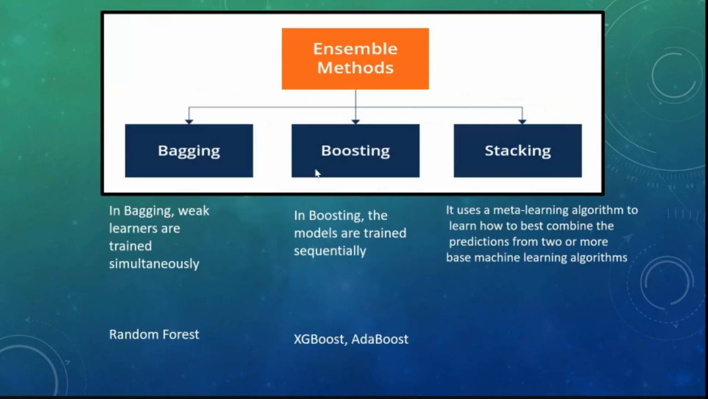Ensemble methods are also of different types. One is bagging, another is boosting, and the third one is stacking. Stacking is right now out of scope, we have not learned it, so we'll just talk about bagging and boosting. In bagging, weak learners are trained simultaneously, and in boosting, the models are trained sequentially. I'll give a very quick example to understand the difference between these two.